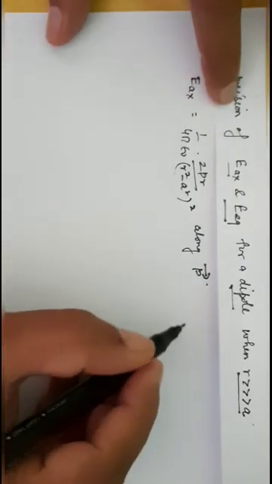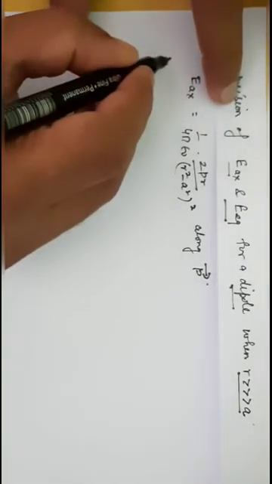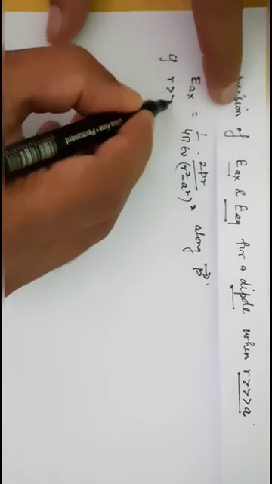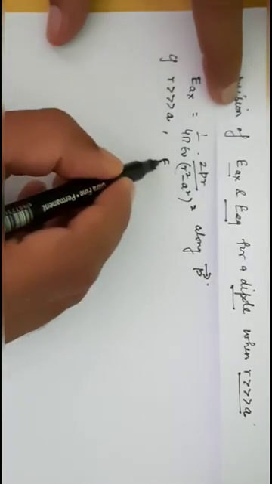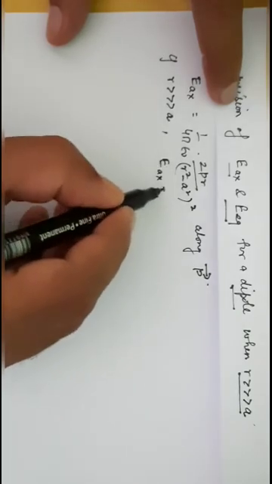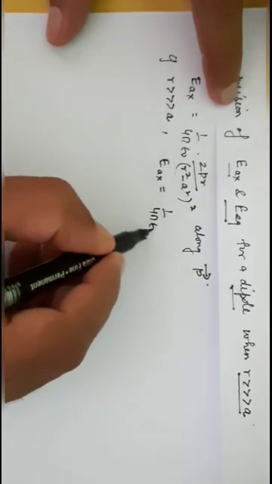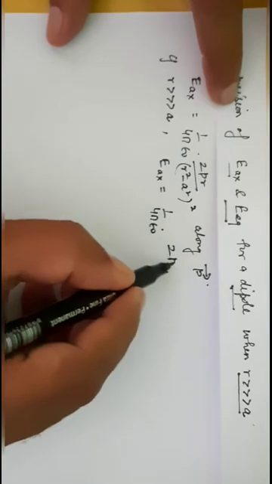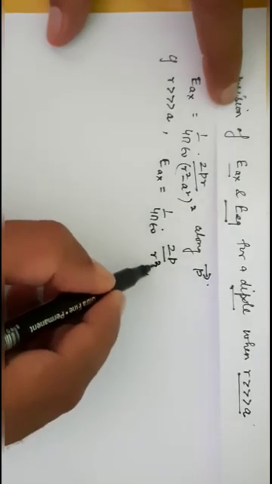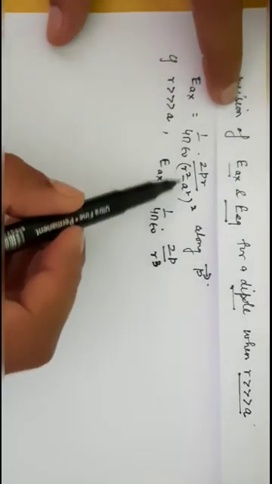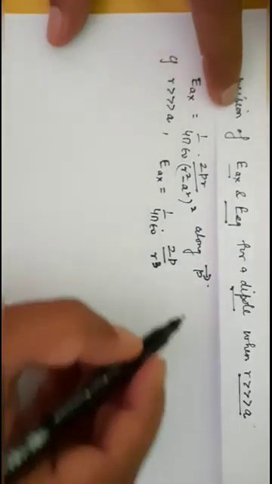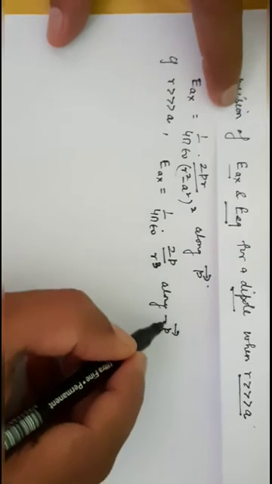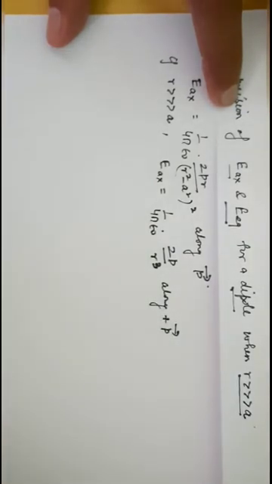Now you see here, if r is very much large as compared to a, then the electric field on the axial line becomes 1 upon 4 pi epsilon naught, 2p divided by r cube. Here a can be neglected, it is r power 4 and one r gets cancelled out, so it becomes r cube, along the direction of dipole moment.